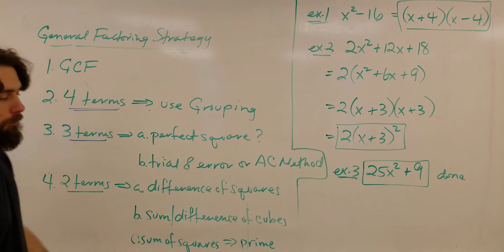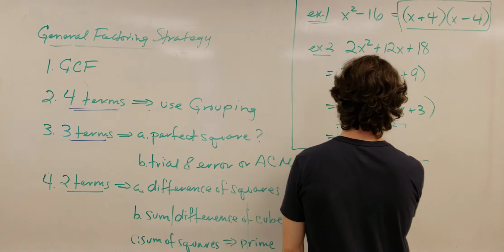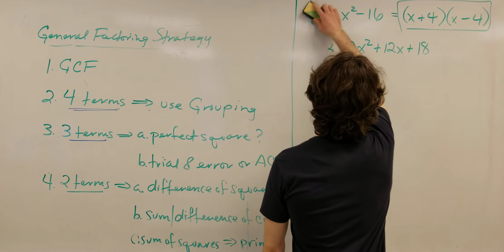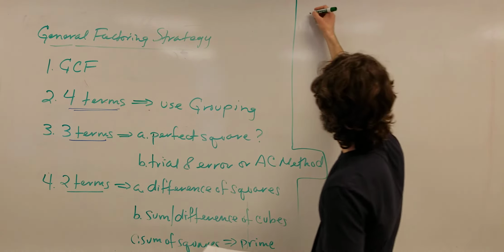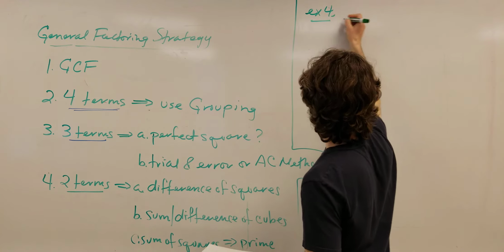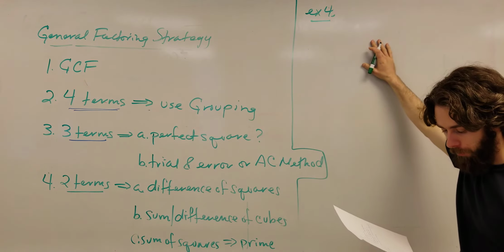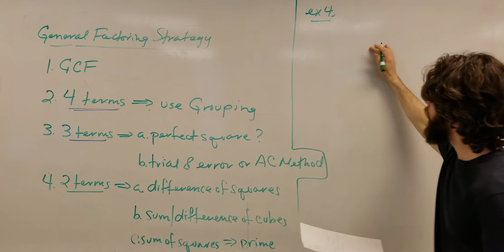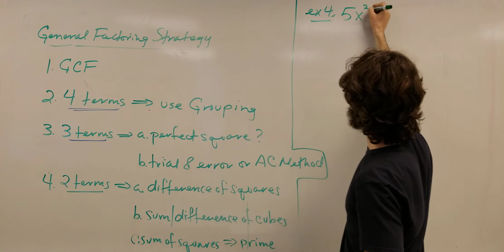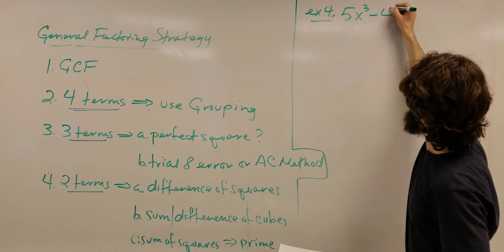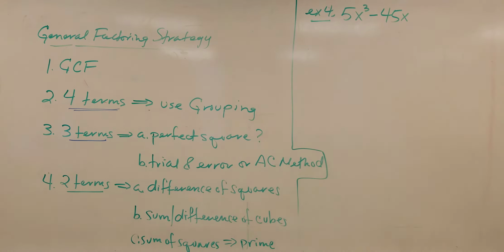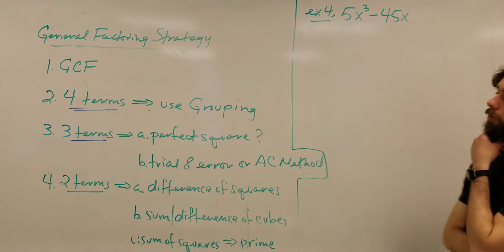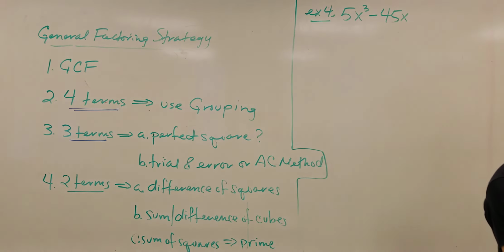Okay. Let's do a few more. How about we try, well, this is a good one, 5x cubed minus 45x. So take a minute to think a little bit, strategize.